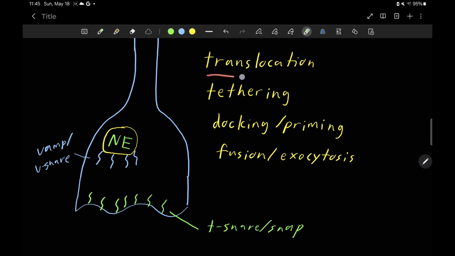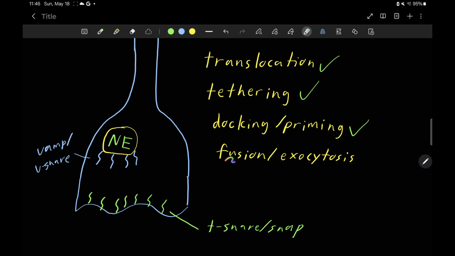So the first step, translocation, is when your vesicle moves closer to your cell membrane. So it makes its way over, and then after translocation comes tethering, which is when your VAMP proteins and your SNAP proteins link up together, they attach. And then after they attach, more interactions happen between your VAMP and SNAP proteins. And that's the step of docking and priming. It primes itself for the final step of release.